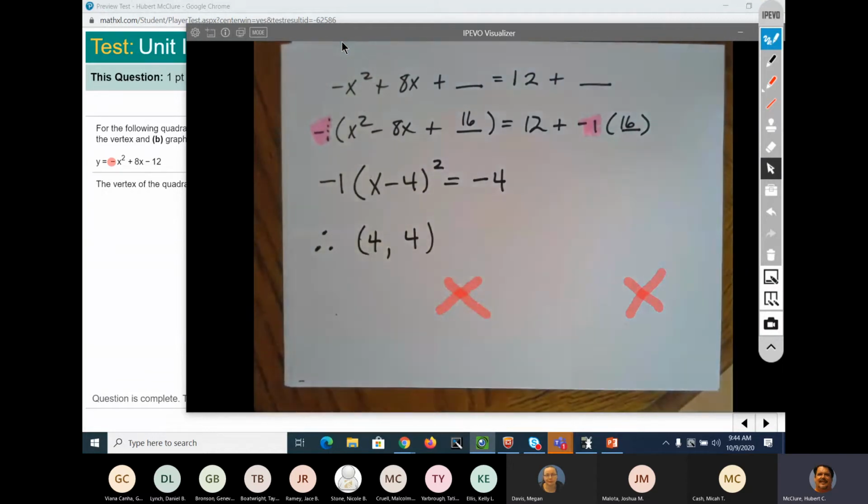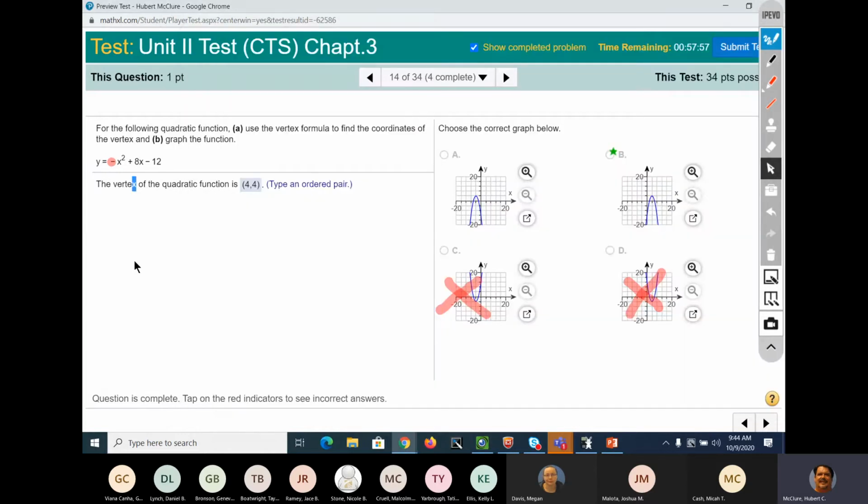So which quadrant is it in? It's in the first quadrant. So of course, this one's in the wrong quadrant. Now that one's an easy one.